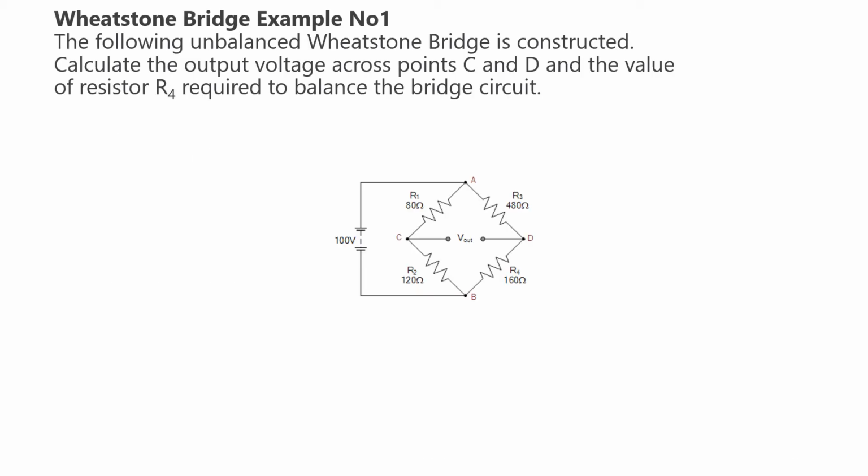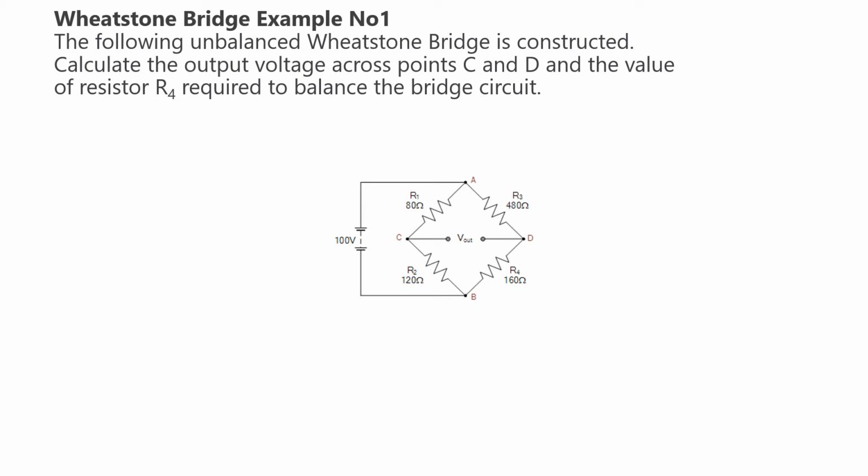Now, let us practice a small problem. In this Wheatstone bridge example, as you see, this is an unbalanced Wheatstone bridge. We have to calculate the output voltage across points C and D and the value of resistor R4 required to balance the bridge circuit. So what it says is the bridge is not balanced, and we have to find out the voltage across the points C and D.